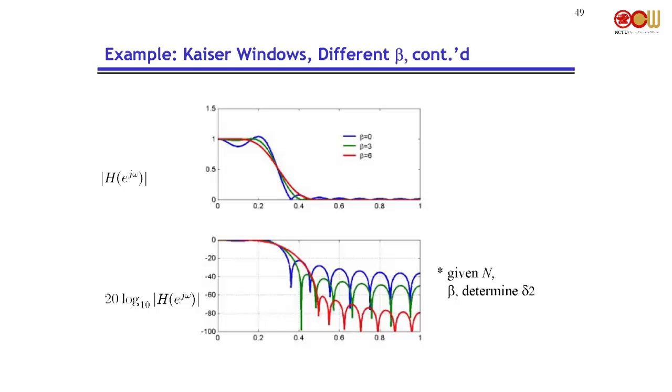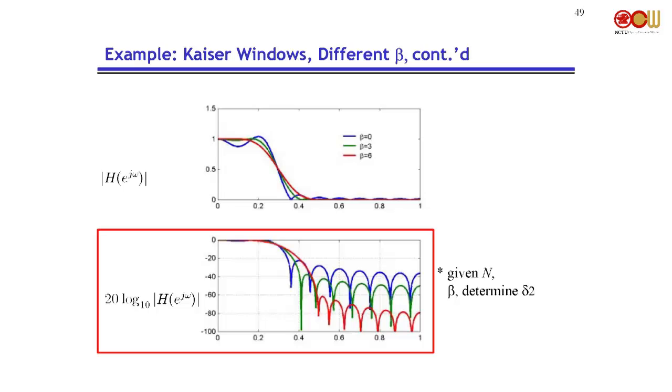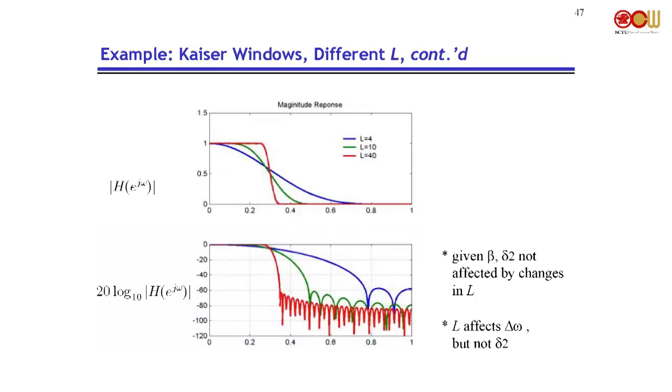ripple size and the transition. Okay, ripple size. So from this picture, what we know is that the window length affects this transition, but does not affect this delta 2, right? And delta 2, this ripple size, is affected by the window shape. It's affected by the window shape.